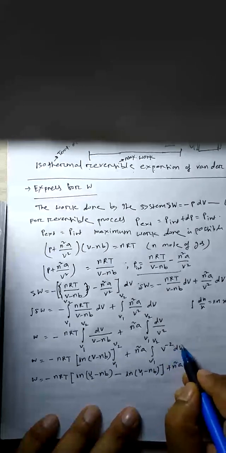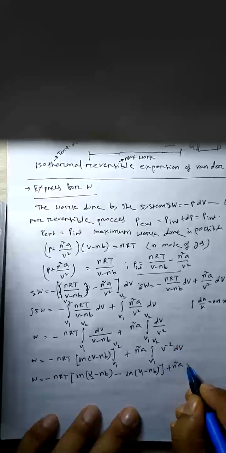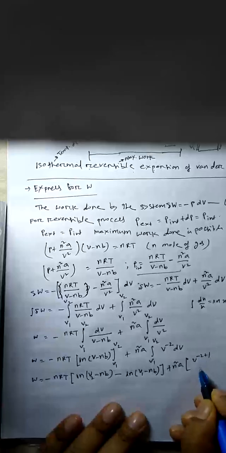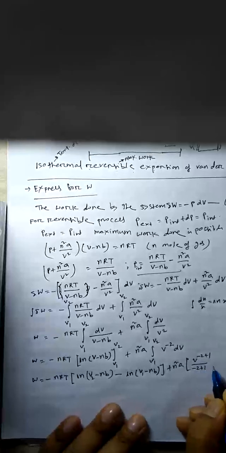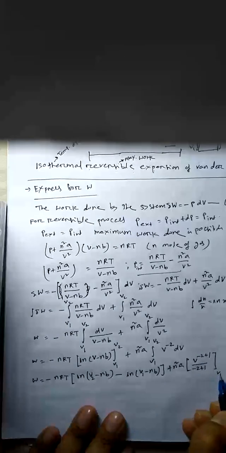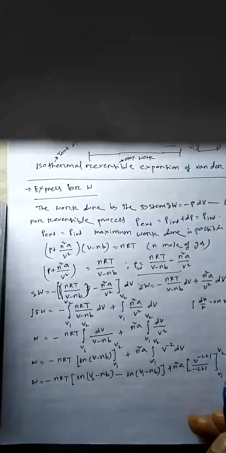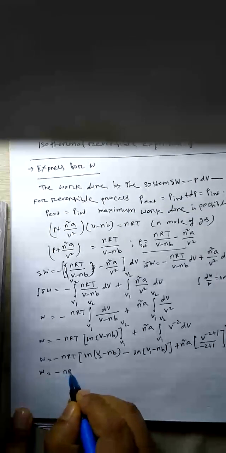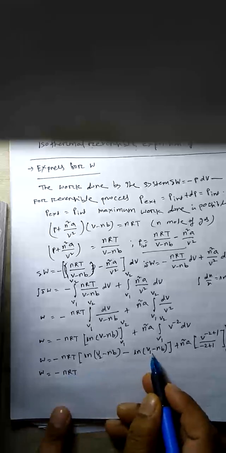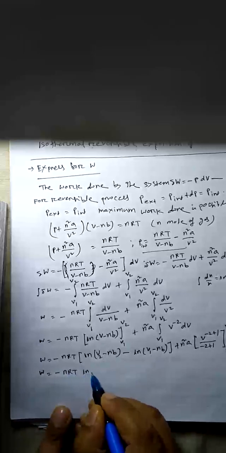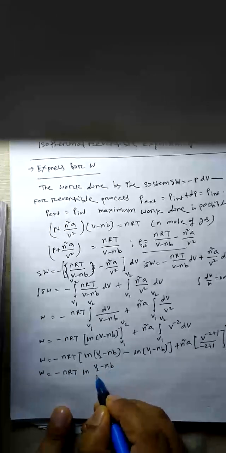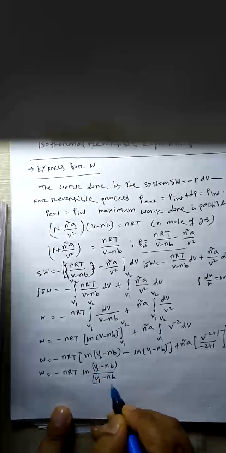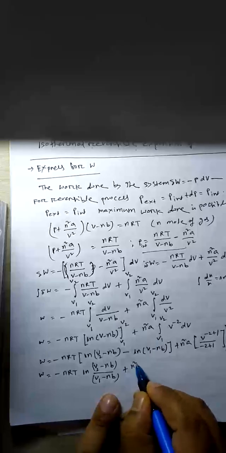We know that when you take the integration of V to the power minus 2, it becomes V to the power minus 2 plus 1 divided by minus 2 plus 1. When you start integration, the limits are V1 to V2. Now W is equal to minus nRT ln x minus ln y, that is ln x by y, so ln (V2 minus nb) divided by (V1 minus nb). You put the bracket, plus n square a.